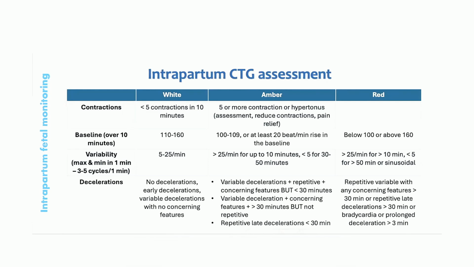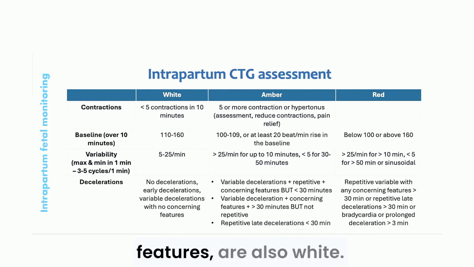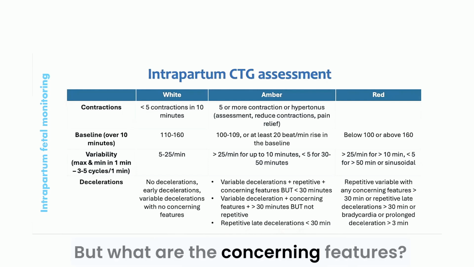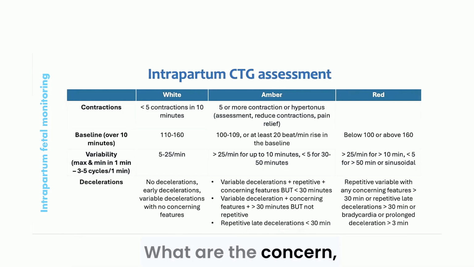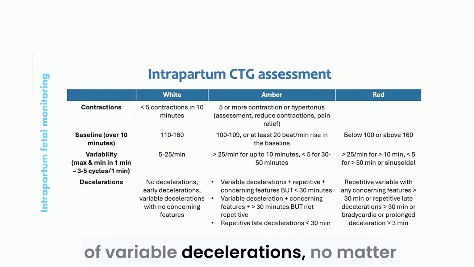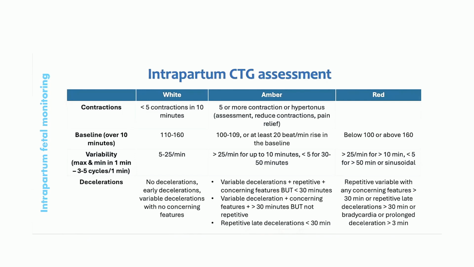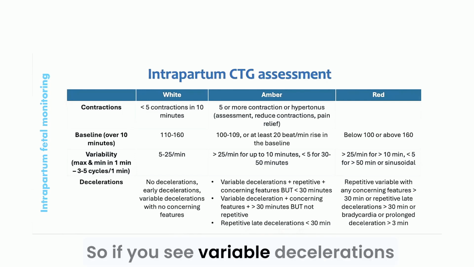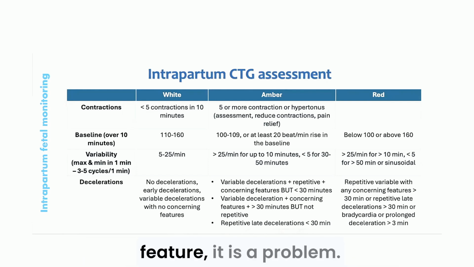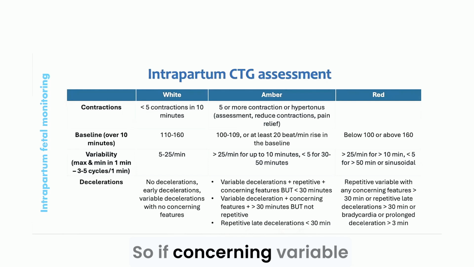It's not concerning. Similarly, variable decelerations without concerning features are also white. But what are the concerning features? I'll tell you in a minute. But if you don't see any of the concerning features we're going to discuss later, the presence of variable decelerations, no matter how long they stay, should be fine. If you see variable decelerations with even one concerning feature, it is a problem, and we'll discuss that as we go.